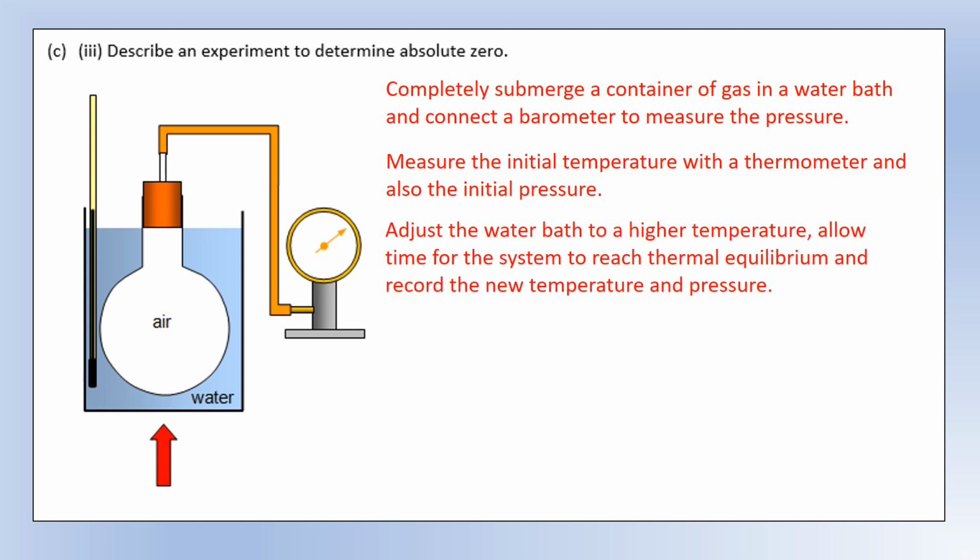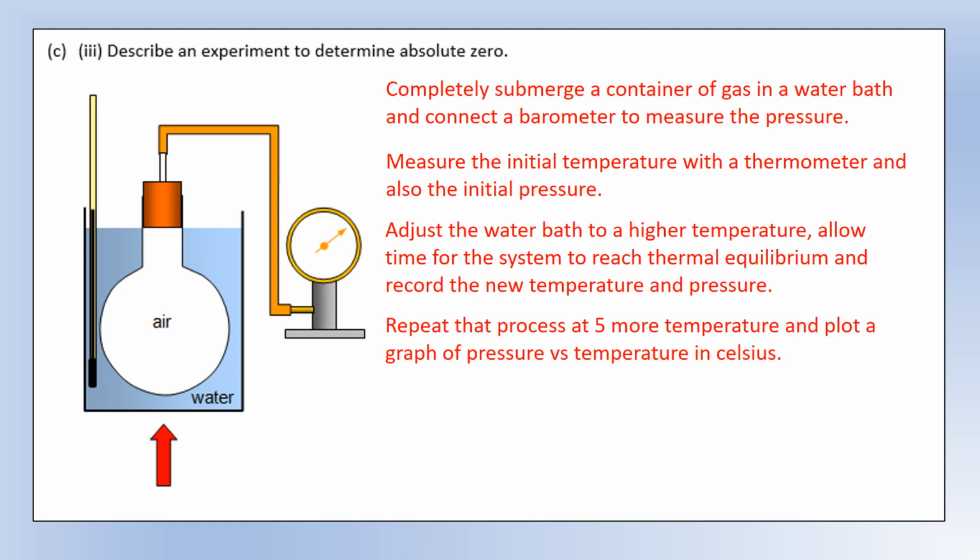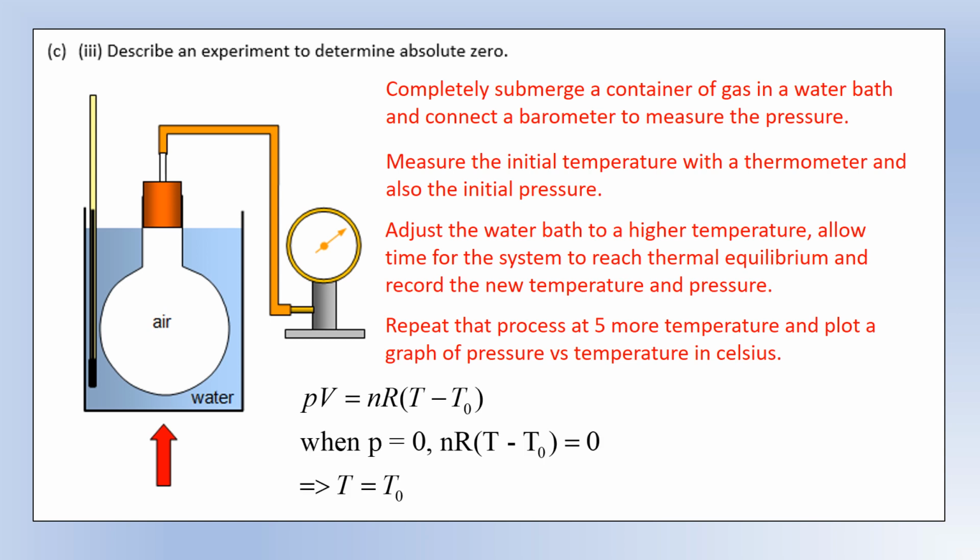Then we're going to increase the temperature of our water bath to increase the temperature of the surroundings. If we wait long enough, the gas will reach thermal equilibrium with that and it'll be at the same temperature. We're going to record the new temperature and pressure. We'll repeat that step about 5 more times, so we've got a nice set of data, and plot a graph of pressure versus temperature in Celsius.